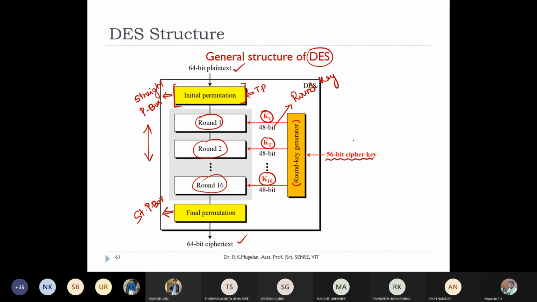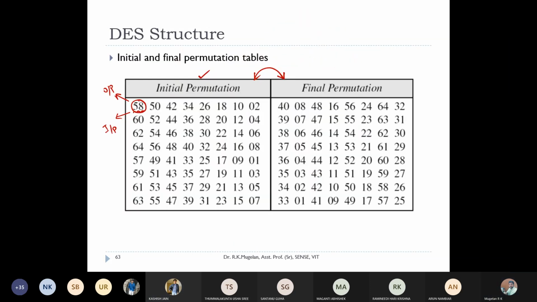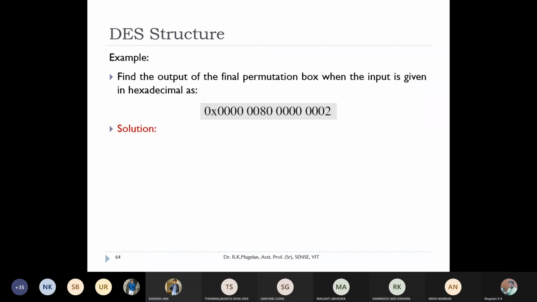Okay, sir. Is it clear? Yes, sir. We'll see a sample numerical.